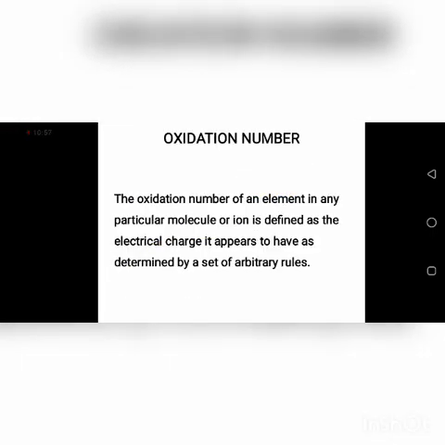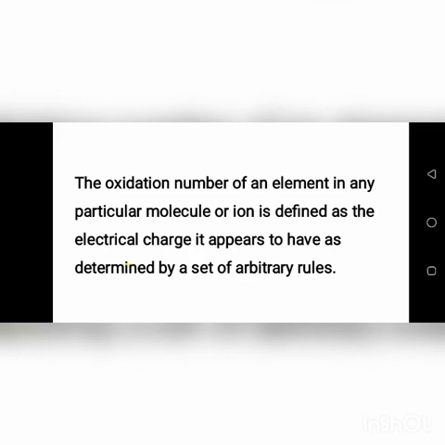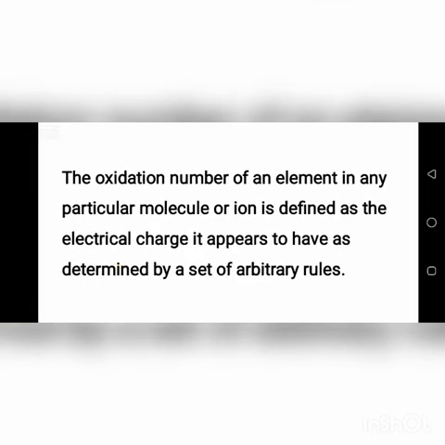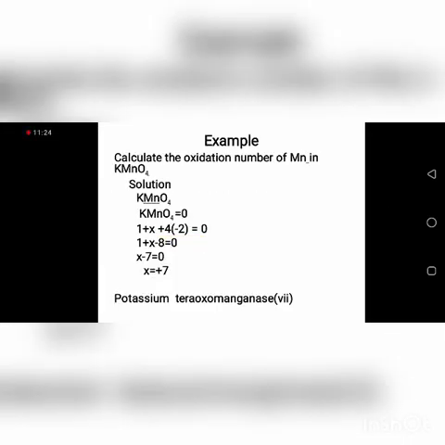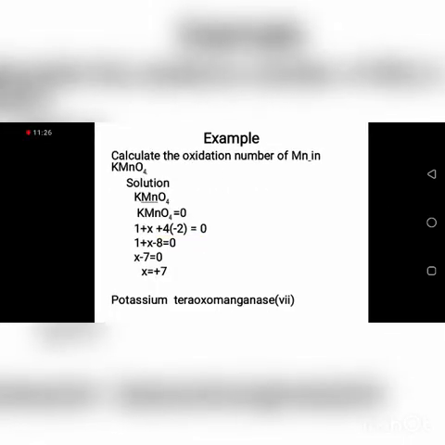Now, we look at oxidation number and how to calculate the oxidation number of an element in a compound. The oxidation number of an element in any particular molecule or ion is defined as the electrical charge it appears to have, as determined by a set of arbitrary rules. That is the definition. Let's see how to calculate this, as given in an example below.